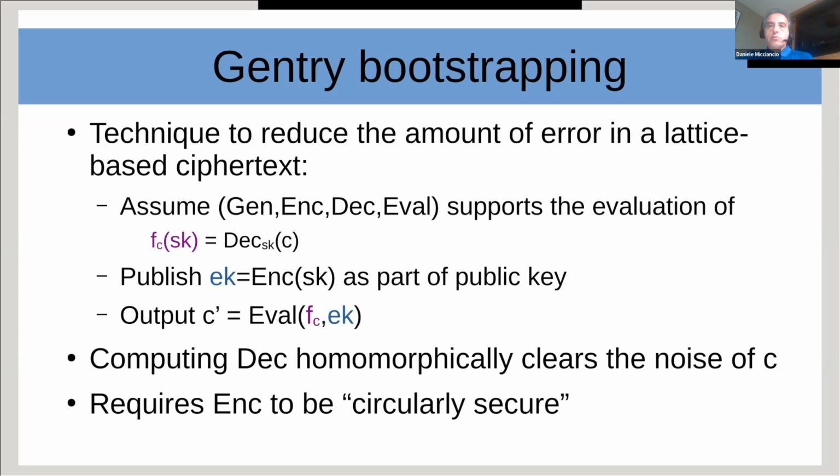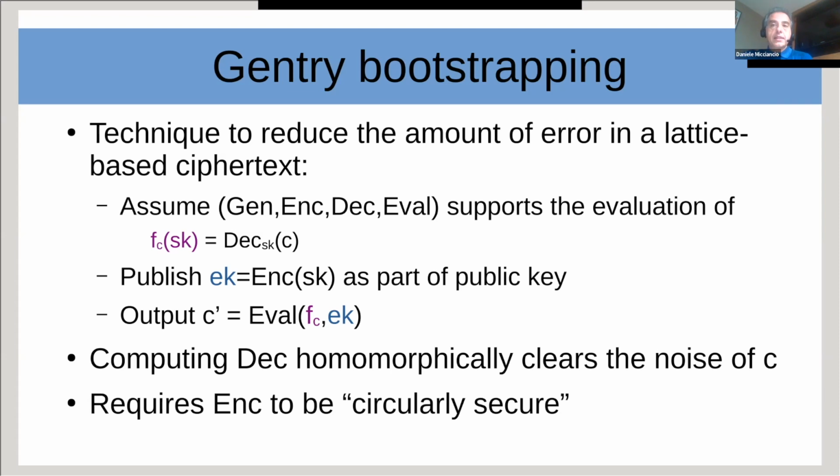And if you just do your math, you will see that this is still a decryption of C. So it is an encryption of the original message. This is a very simple, I would say almost trivial, evaluation. It is evaluating the identity function on a ciphertext without changing the ciphertext at all. But it has the nice feature of clearing the noise from the ciphertext C.